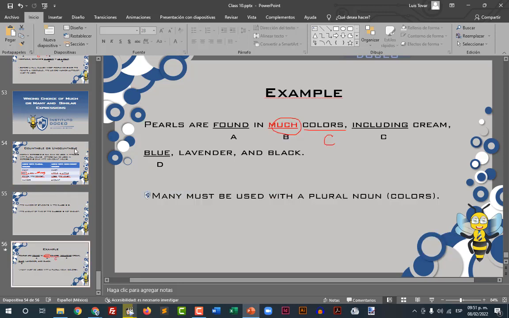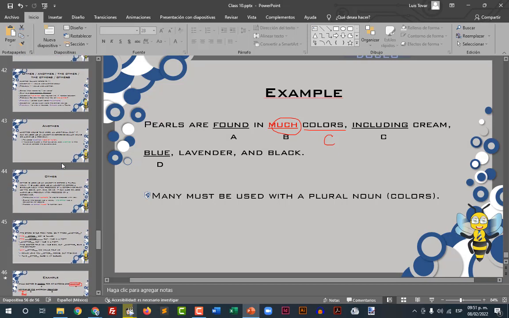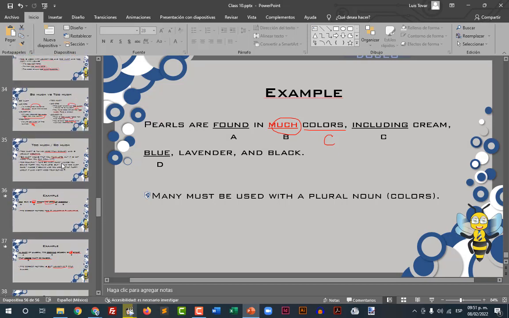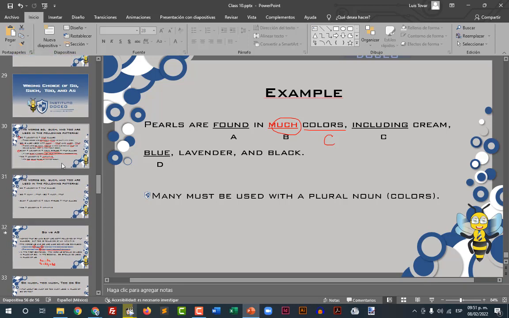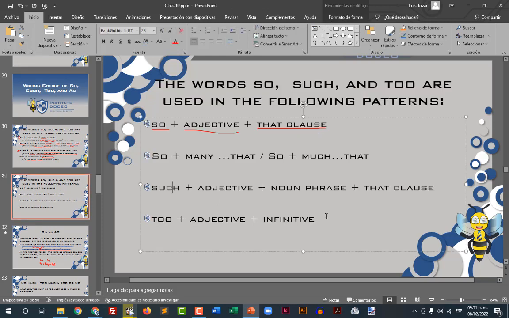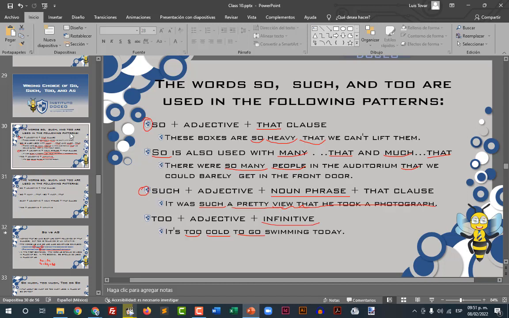Yes? Can we check the word such? What kind of word is it? What do you mean, what kind of word? I know that there are nouns, prepositions, and pronouns. And such is an adjective or what? No, it's not an adjective. Such.